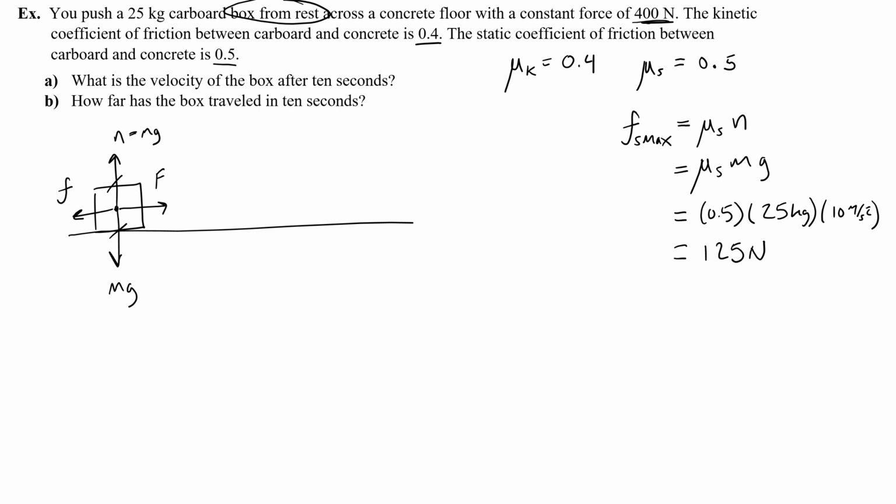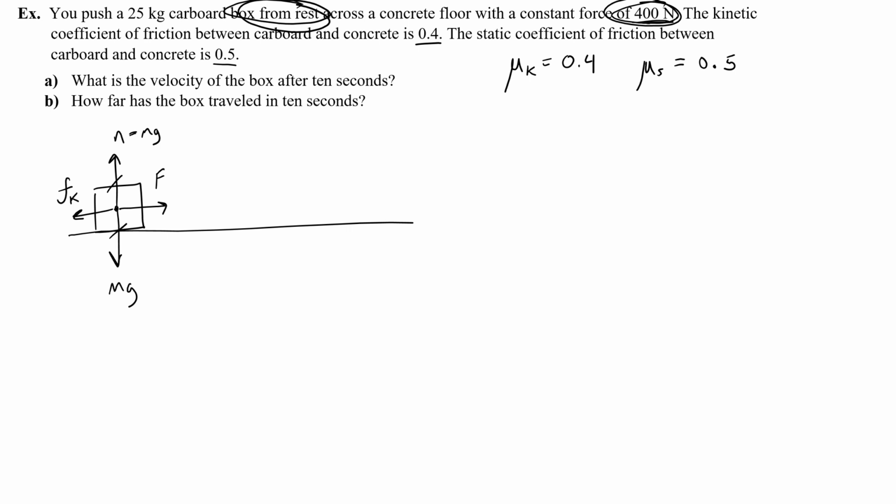Okay, so why did we do this? Well, we know that the applied force is 400 newtons, and the box started from rest. If the applied force was less than 125, the box simply wouldn't move. But because this applied force is more than 125, it does, in fact, move. What that tells us is that while this box is moving, there will be kinetic friction. Now that we've figured out the maximum static friction, we actually don't need it for the rest of the problem, so I'm going to erase it.